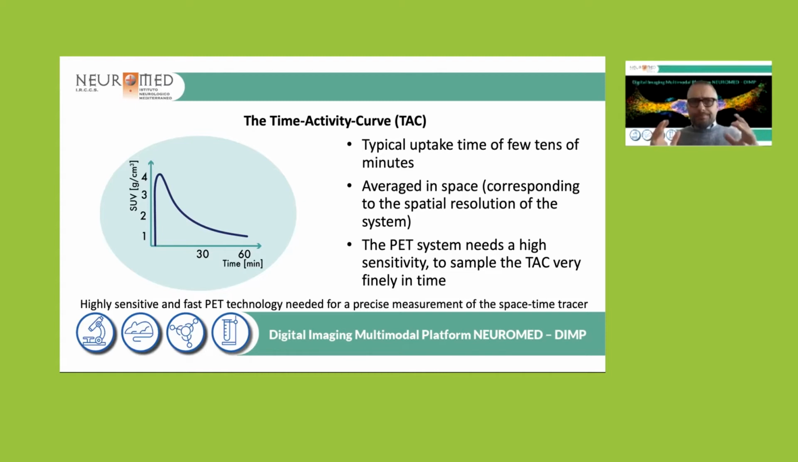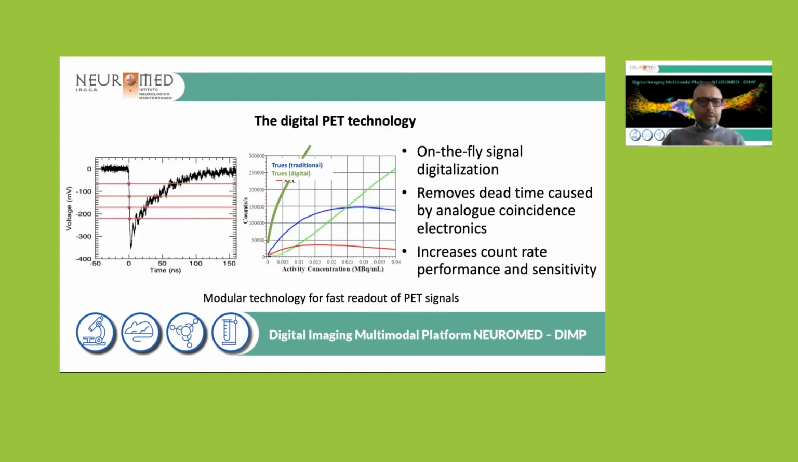Now, why is it so important? And why do we focus today on the time activity curve? Because the functional dependence on how the tracer is changing with time may be very indicative of how that specific molecular and functional mechanism is taking place in that specific part. And how do we get such a technology?